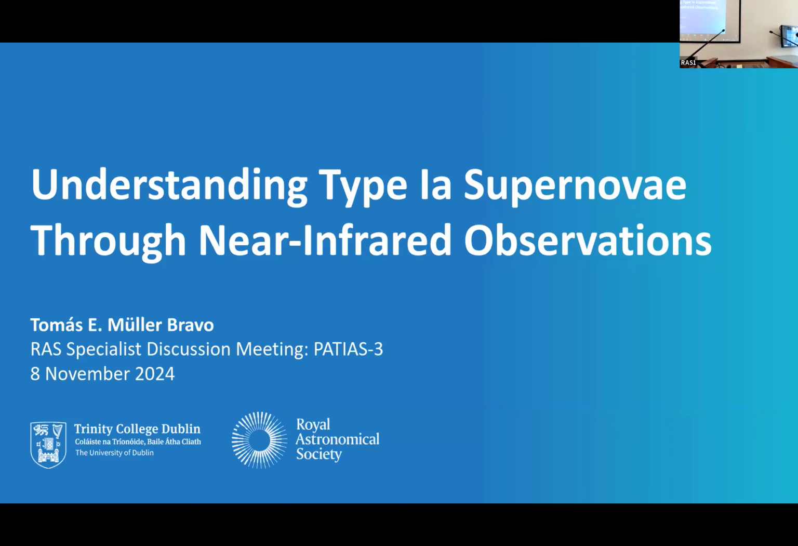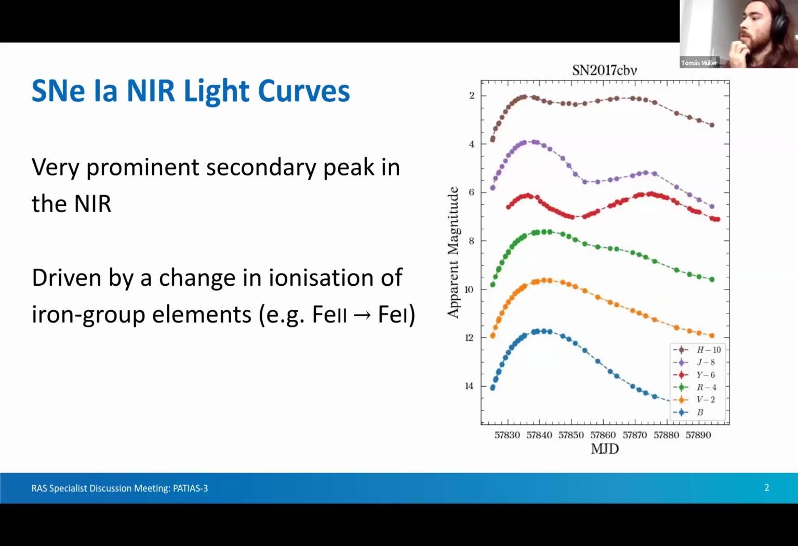I'll be talking about Type Ia supernovae from the near infrared perspective. So what we can learn mainly from the near infrared light curves. This is a project I've been working on for the last year or so.